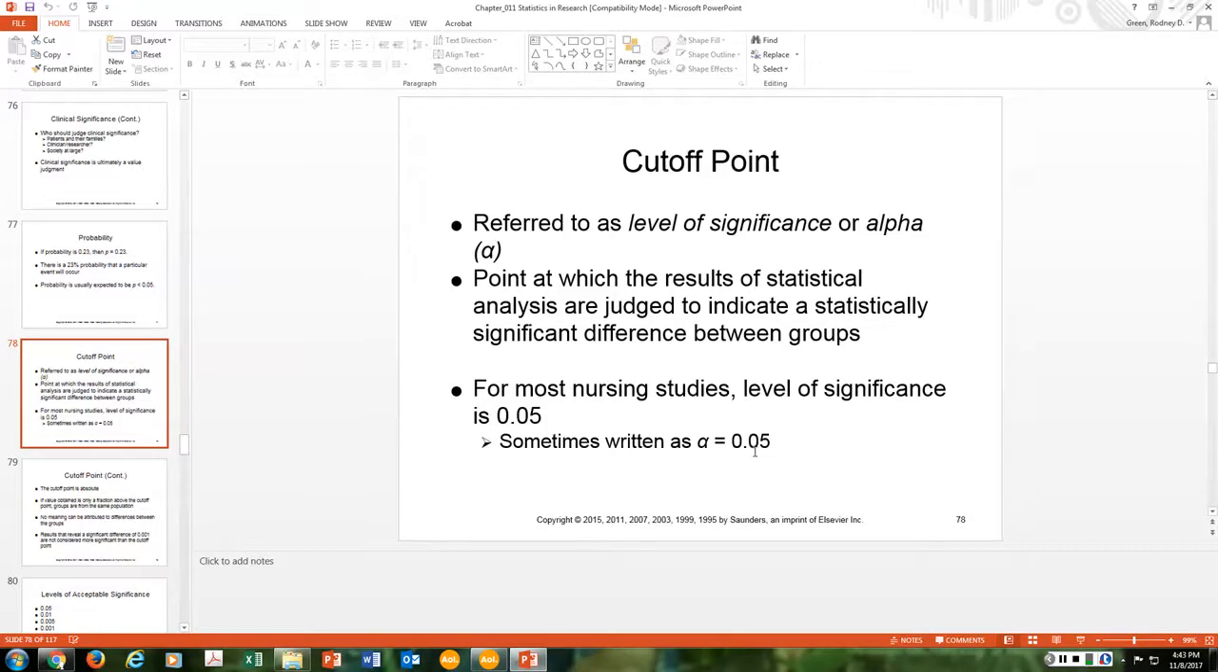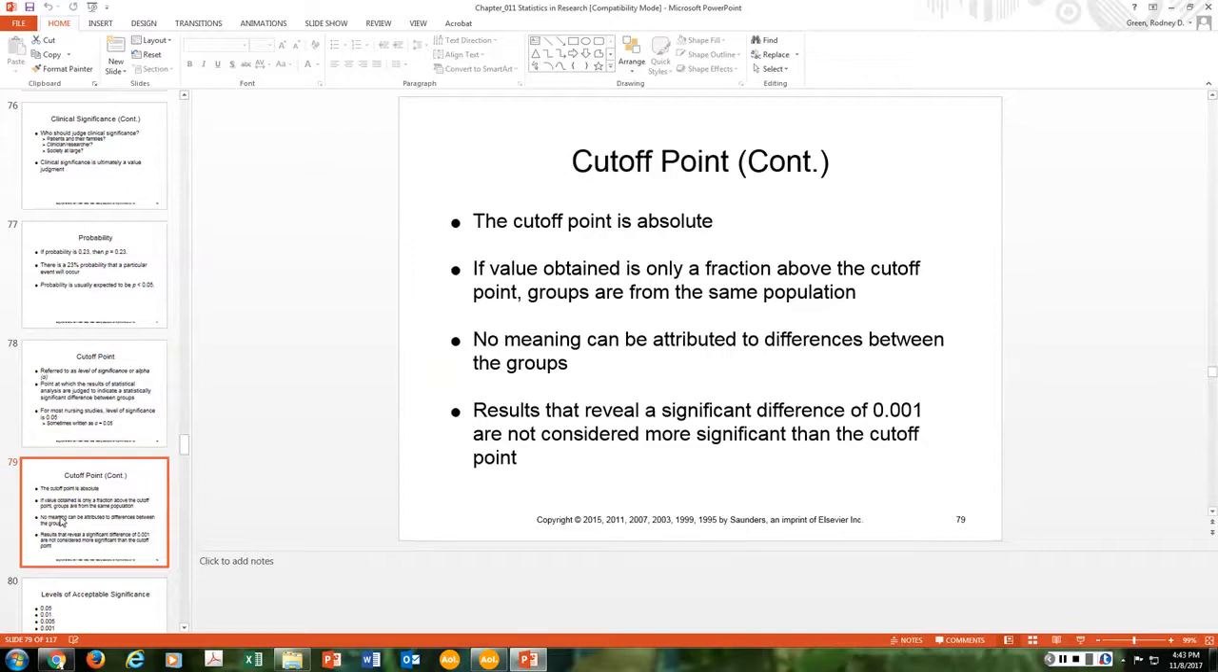For most nursing studies, 0.05. The cutoff point is absolute. If a value obtained is only a fraction above the cutoff point, the groups are from the same population. No meaning can be attributed to the differences between the groups, and the results that reveal a significant difference of 0.001 are not considered more significant than the cutoff point.